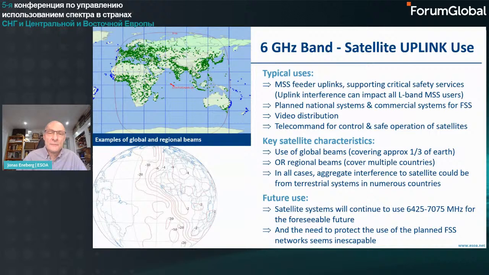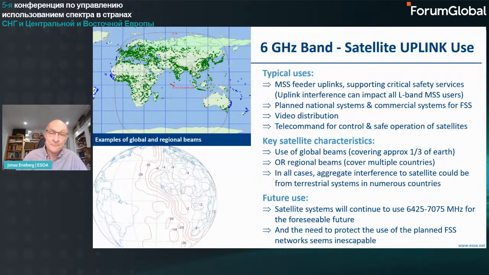So the main characteristic of these C-band satellite systems is the fact that they tend to use very large beams. Global beams are very common. So we have an example here in the top left picture on this slide. It just shows the coverage of such a beam. Basically, it covers 1/3 of the Earth's surface. So if there is uplink or if there's terrestrial use of the band, then there is potential for aggregation of interference from a very large area from very many countries.